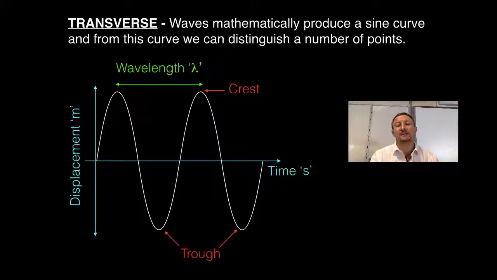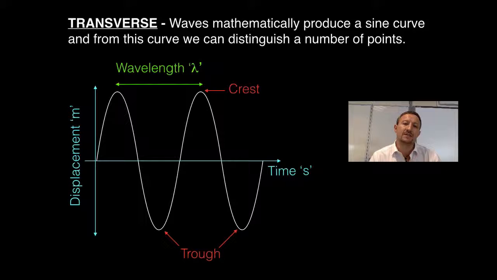The next piece of information we can identify is the wavelength. Now, the wavelength basically is for one complete sine wave to be generated, and it's measured in meters. It's given the Greek symbol lambda, which you can see there in green. In this case, the wavelength can go from peak to peak, it can go from trough to trough, or it can go from midpoint to midpoint.